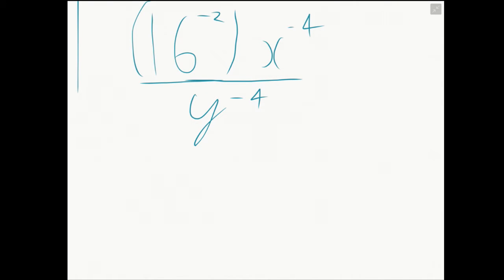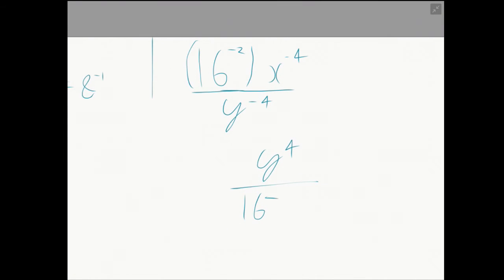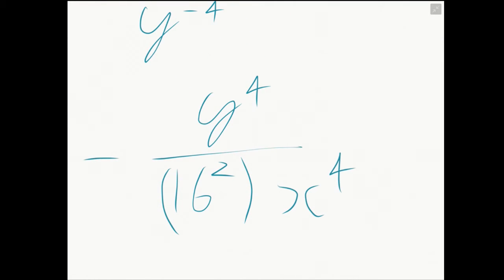Anyway, so we start off by reciprocaling everything, okay? Which would give us y to the power of 4 over 16 squared times x to the power of 4. Okay, and we're done. No, we aren't. We need to simplify it even more.